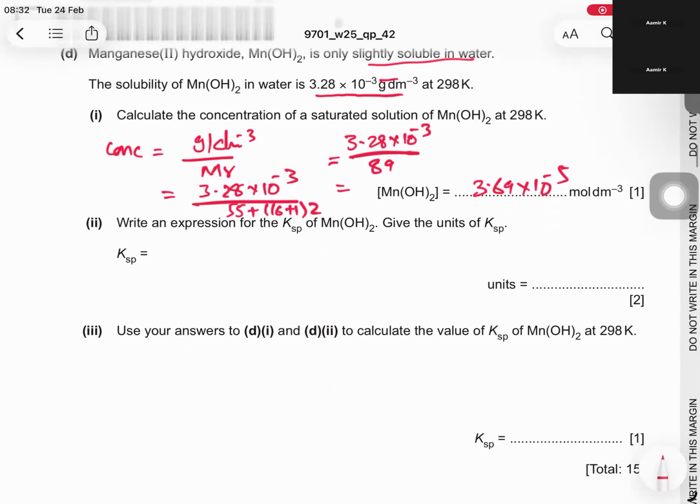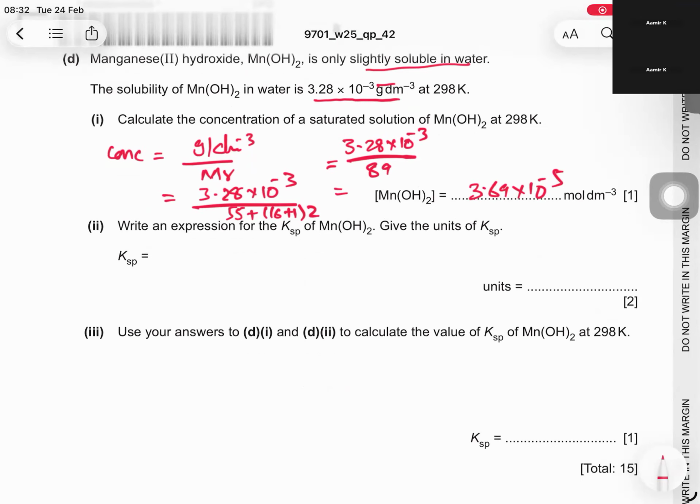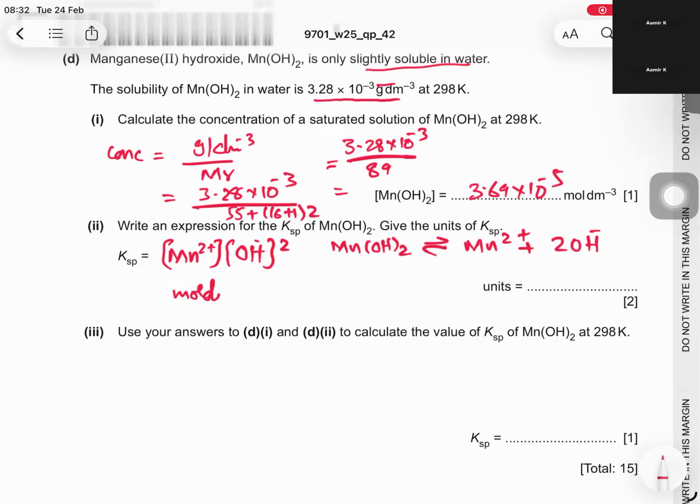Now, this is the concentration. Next part, we write the Ksp expression of manganese hydroxide. You know, the Ksp expression is always written by using the ions. So if manganese hydroxide ionizes, it gives two ions: manganese ion and 2 moles of hydroxide ions. Now, put them in the Ksp expression. So manganese ion की concentration, hydroxide ion की concentration का square, right? And what about the units? This is mol per dm³ into mol per dm³ squared. So that becomes mol³ dm⁻⁹.